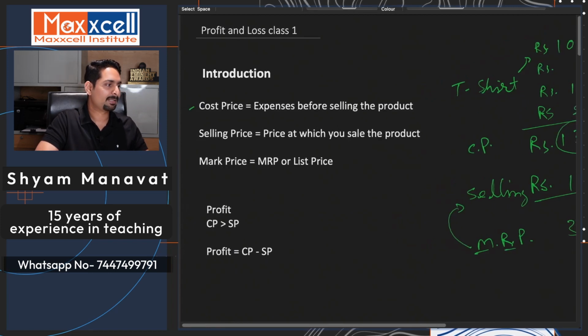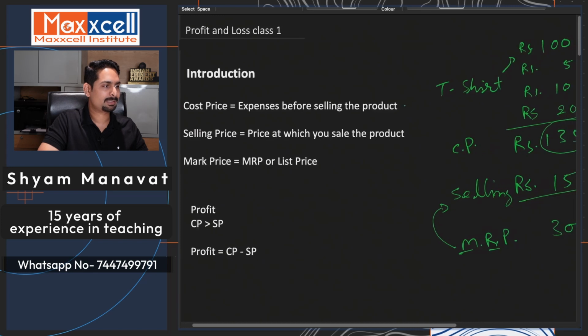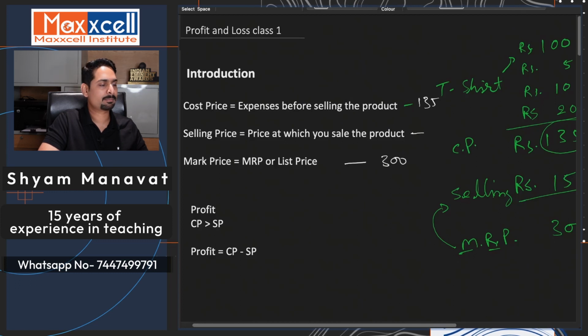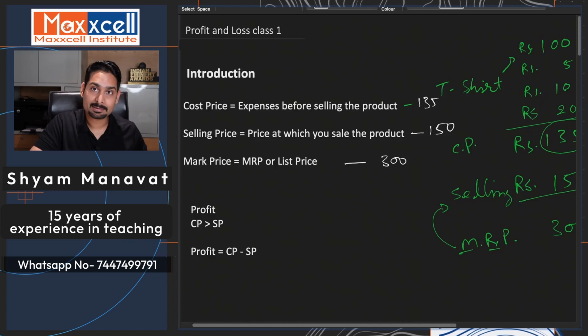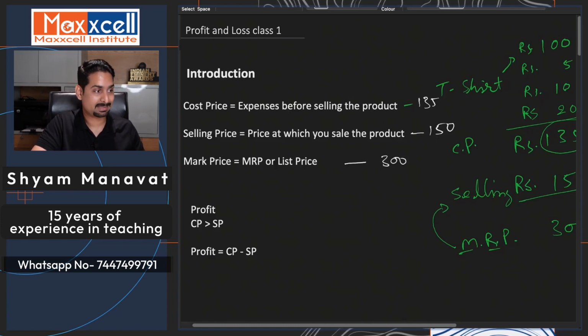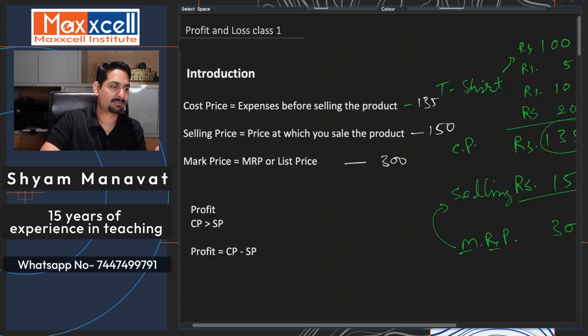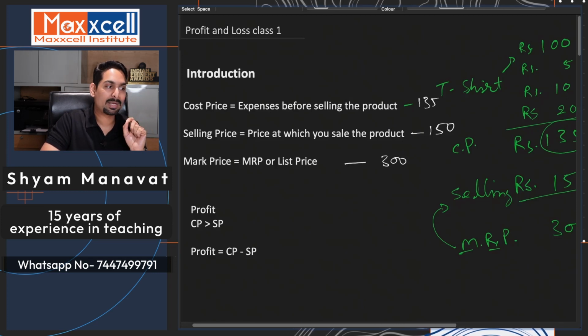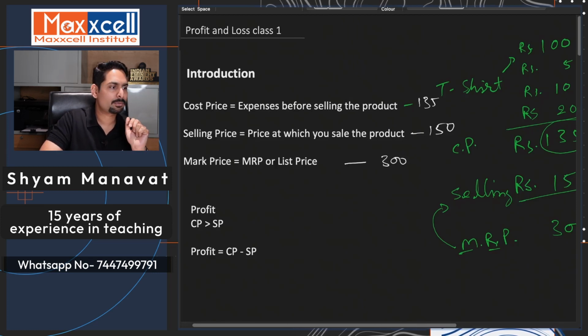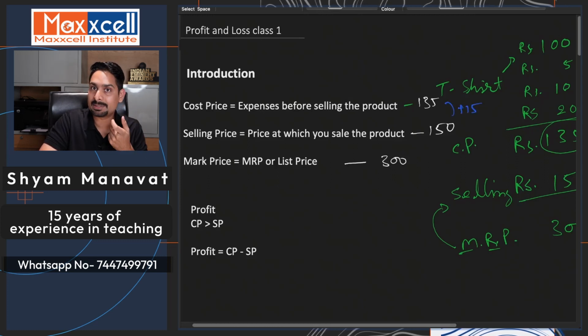You mention 300 rupees, and then finally sold at 150 rupees. So in this trade, your cost price becomes 135 rupees, the mark price becomes 300 rupees, and the selling price becomes 150 rupees. Tell me one thing, did you earn any profit in this trade? Yes, you did, because it cost you 135 rupees and you sold the t-shirt at 150 rupees. So you got an additional 15 rupees here. This 15 rupees is your profit.